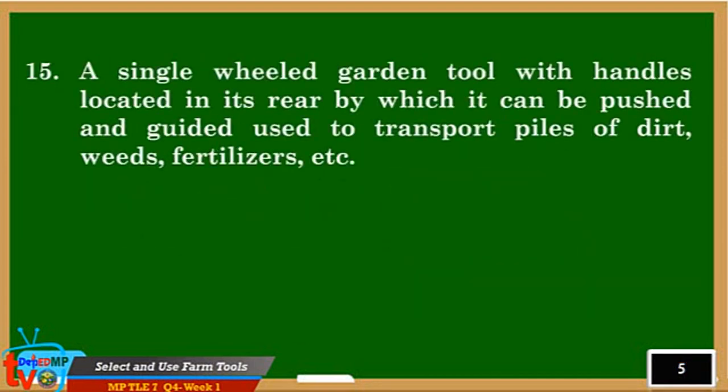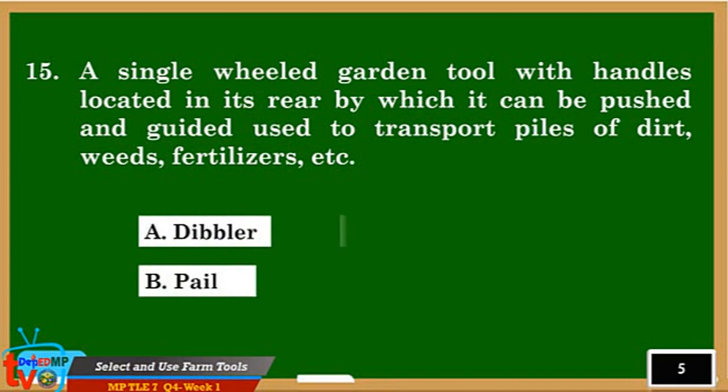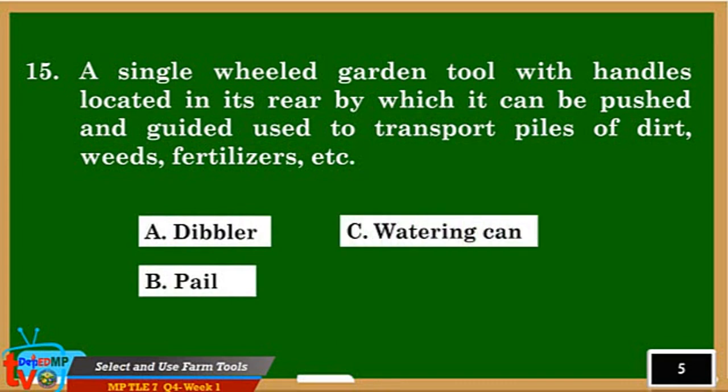Number 15. A single-wheeled garden tool with handles located in its rear by which it can be pushed and guided, used to transport piles of dirt, weeds, fertilizers, and others. A. Dibbler. B. Pail. C. Watering can. D. Wheelbarrow.